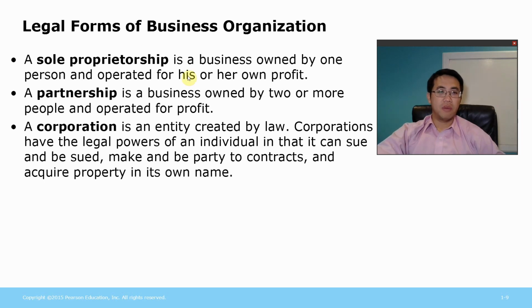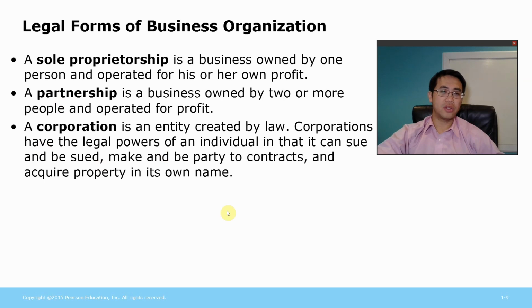The second one is called a partnership. Basically, it's pretty much like a sole proprietorship on top. The only difference is it is owned by two or more people, and the profit could be shared on a pro rata basis. Depending on how much equity you have in the business, you get how much profit in percentage.